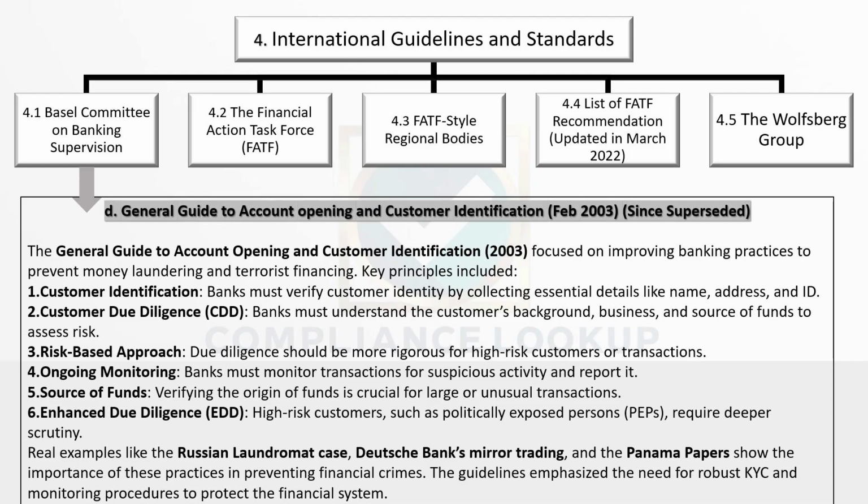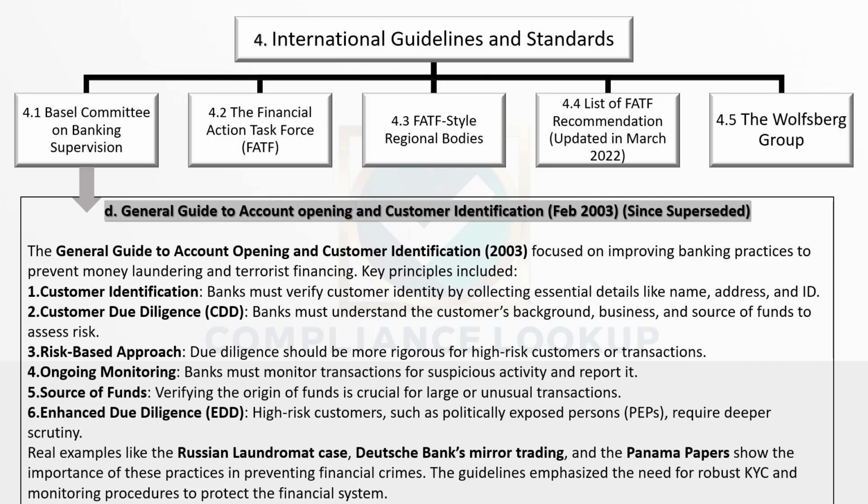Now, coming to due diligence and transparency regarding cover payment messages related to cross-border wire transfers. The General Guide to Account Opening and Customer Identification, February 2003, was issued by the Basel Committee on Banking Supervision as part of its efforts to combat money laundering and terrorist financing. The guidelines aim to help financial institutions improve their practices in opening accounts and identifying customers, ensuring that they could prevent the misuse of the banking system for illegal activities.